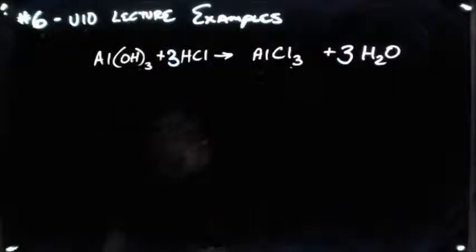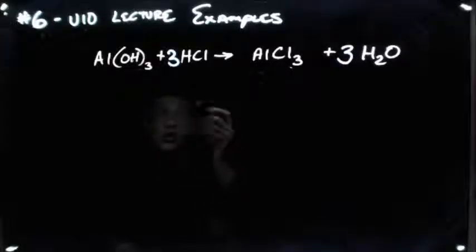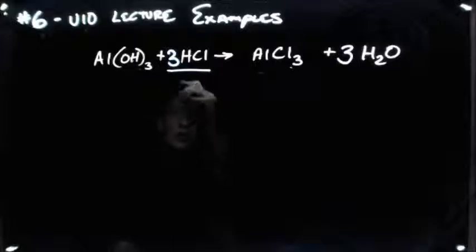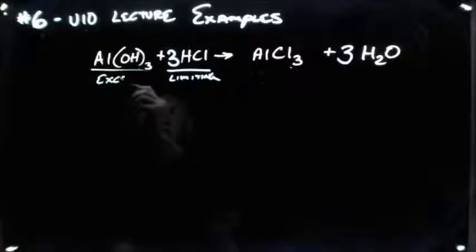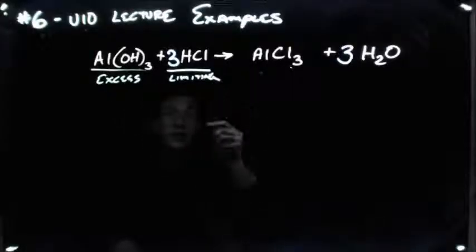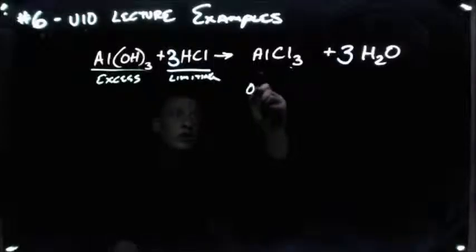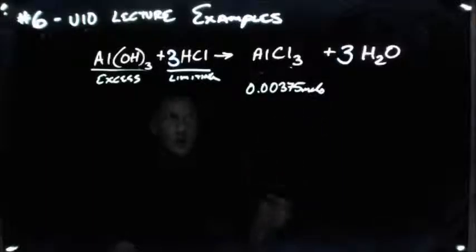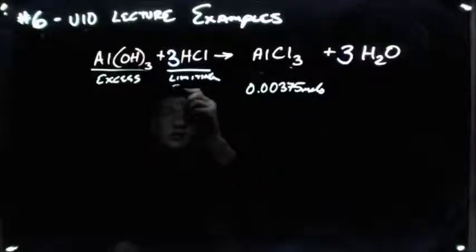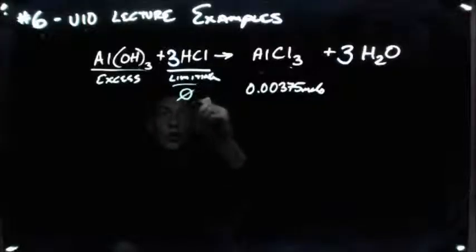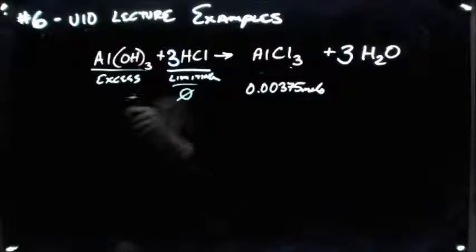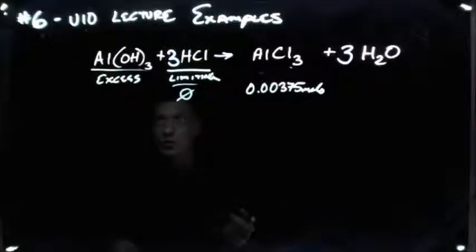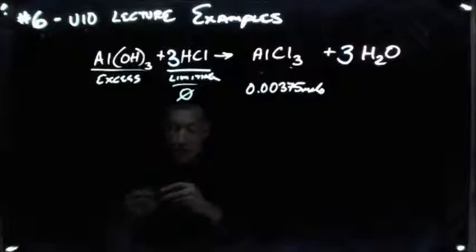Part C asks us, what is the concentration of the excess reactant? So in Part A, we found that HCl was our limiting reactant and that aluminum hydroxide was our excess reactant. And so at the end of the process, we have calculated that we would have 0.00375 moles of aluminum chloride. We know that since this was the limiting reactant, we will have 0 moles of HCl at the end, but how much of the excess aluminum hydroxide will we have when the reaction stops?